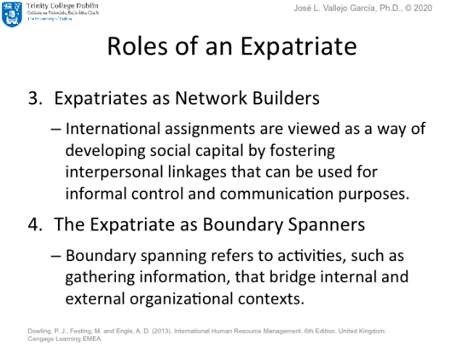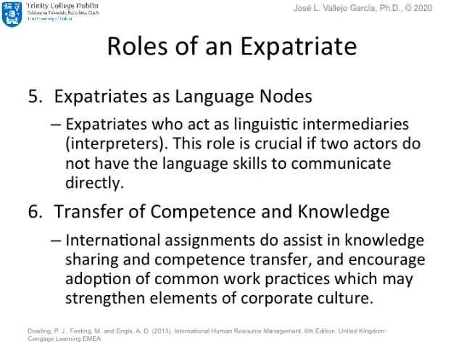And then roles 5 and 6. Role number 5, expatriates as language nodes. What is this? Expatriates who act as linguistic intermediaries or interpreters. This role is crucial if two actors do not have the language skills to communicate directly. So if you send somebody abroad for a period of time where they speak the language, they might benefit from the fact that that person will learn the language eventually and come back to headquarters and then serve as a node of language.